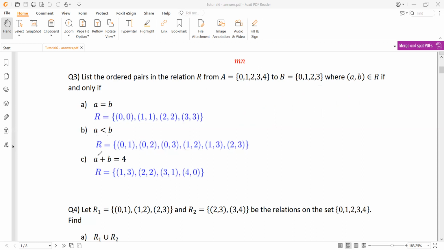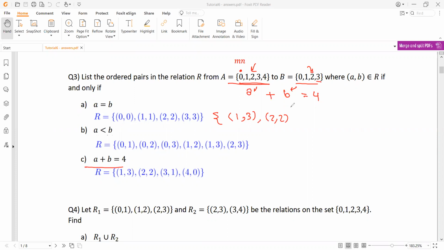Okay. So the third relation is that the value coming from set A added with the value coming from set B, the result should be 4. Can I pair 0 with anything from set B in order to have a result of 4? No, I can't, because the highest value here is 3. So I can pair 1 with 3. And I also can pair 2 with 2.